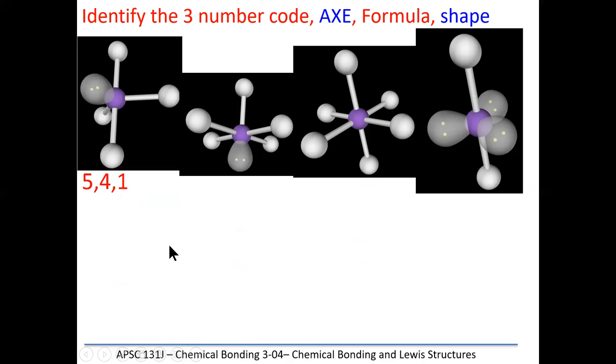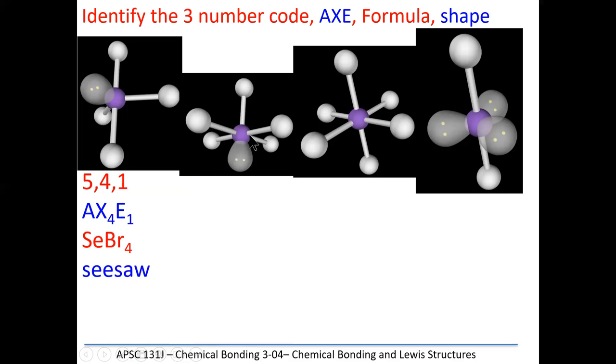AX4E1. And the central atom is going to supply 6 electrons. So it's going to be something like sulfur attached to 4 iodines. In this case, selenium bonded to 4 bromines. So there's family substitutions. And the shape, seesaw.